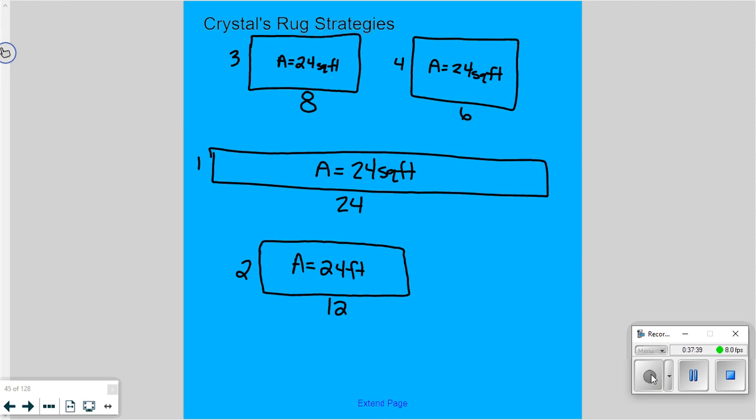Do all of these rugs meet her requirements? Yes. Are they the same? No. Are they the same value? Yes. Tricky.